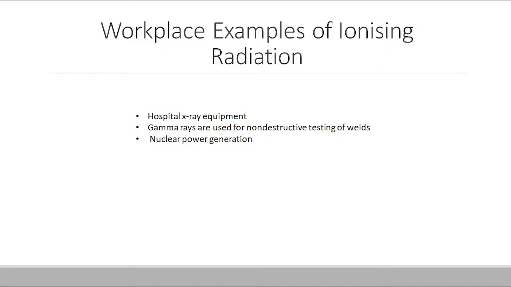Workplace examples of ionizing radiation: hospital X-ray equipment. Gamma rays are used for non-destructive testing of wells. Nuclear power generation.